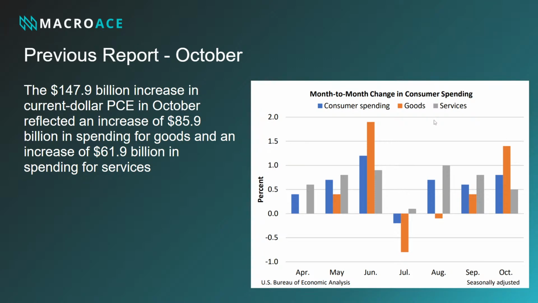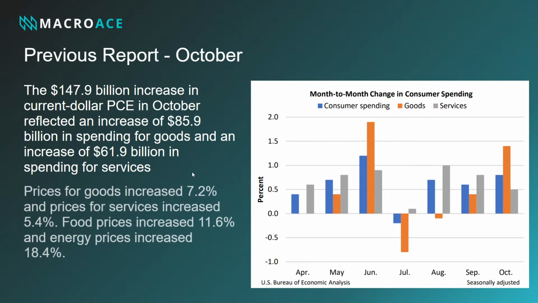But yeah, so that was the previous report there. We'd also seen the price for goods increase 7.2% and the price for services increase 5.4%. So we're focusing on the PCE price index data now. Food prices increased 11.6% and energy prices increased 18.4%.